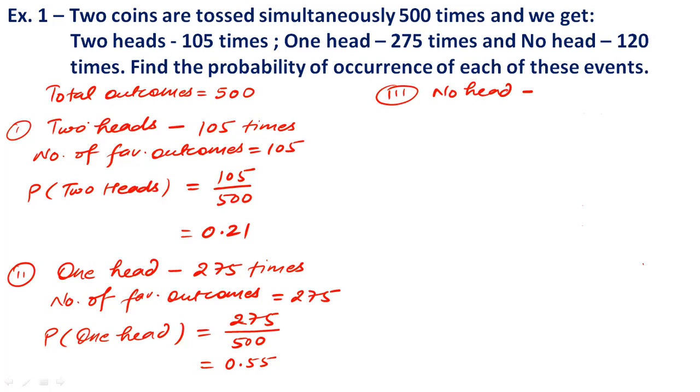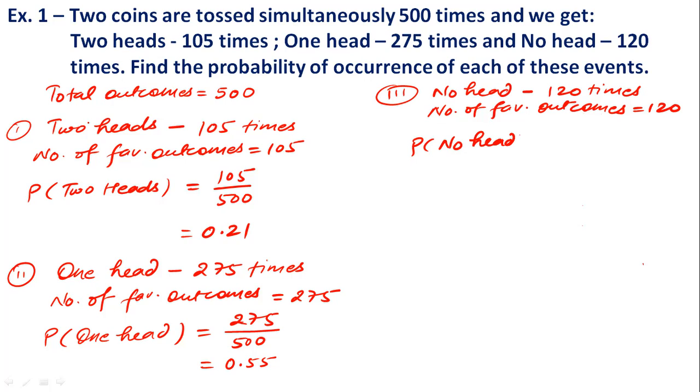Now the third one is no head. How many times do we get no head? That is 120 times. So what are the favorable outcomes? The number of favorable outcomes is equal to 120. So the probability of getting no head is equal to the number of favorable outcomes upon the total number of outcomes. When we divide 120 by 500, we get 0.24.